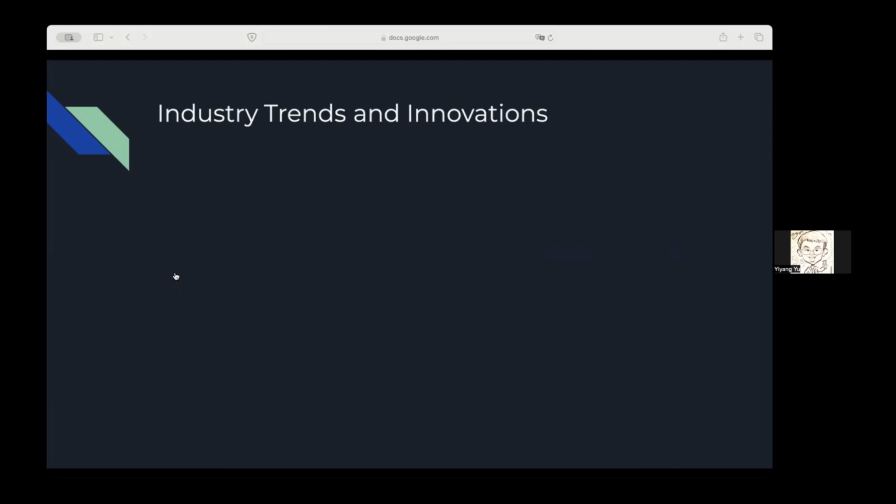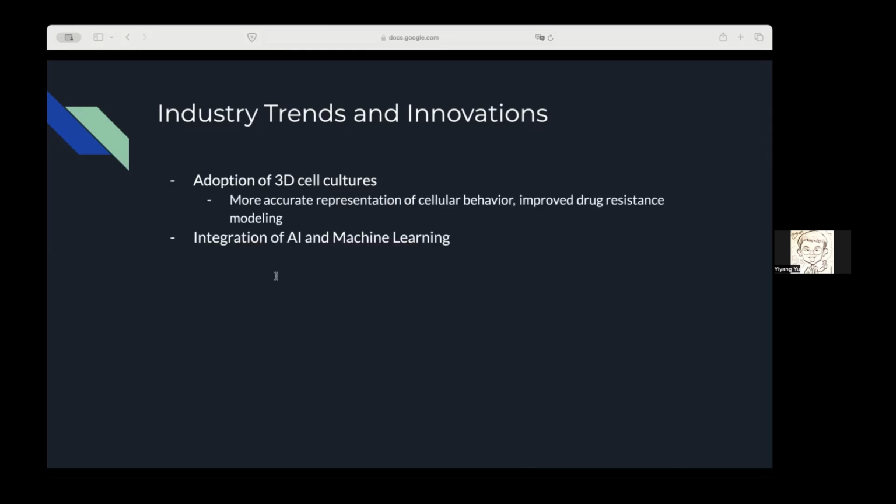And then for some of the industry trends and innovations, we have the adoption of 3D cell cultures. The key point is that 3D cell cultures enhance the physiological relevance. They provide a more accurate representation of cellular behavior, tissue architecture, and drug responses. For the integration of AI and machine learning, the key aspect is that it definitely improves hit prioritization, and also enhances imaging and analysis.